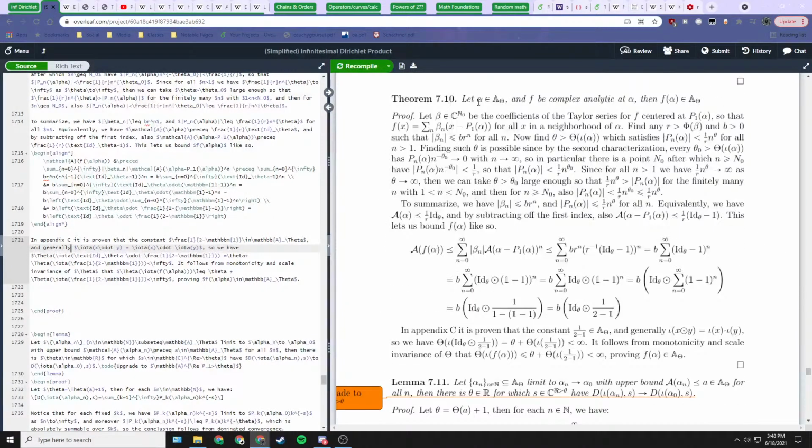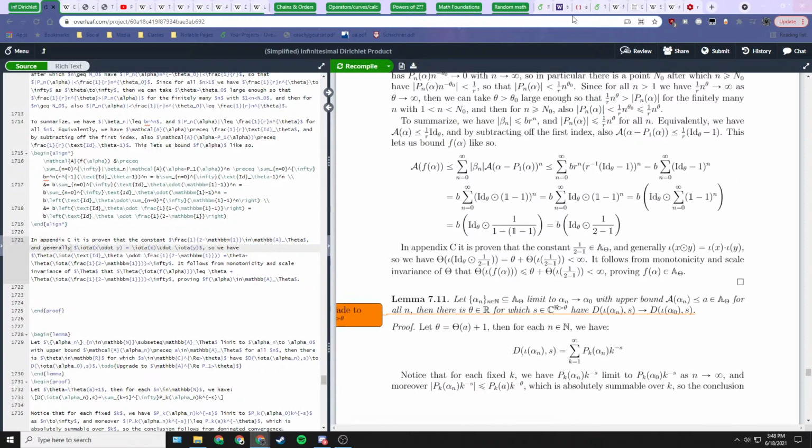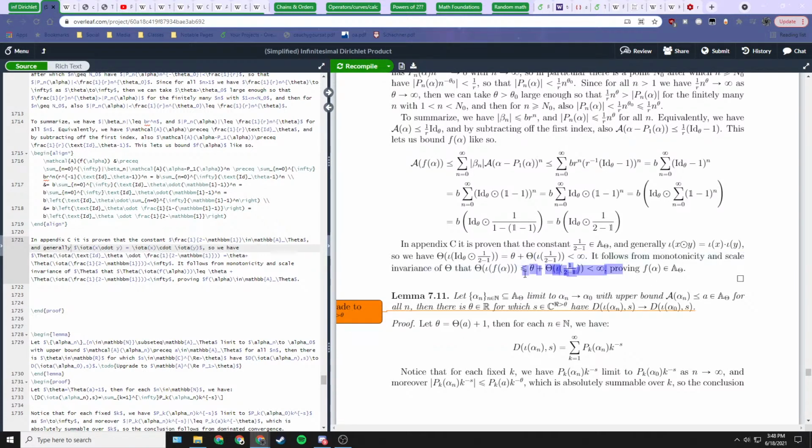So if alpha is in A theta and f is complex analytic at alpha, then f alpha is in A theta. And also, we specifically prove this specific inequality. So whatever value of theta we picked, we end up with this. Yeah, so that's fun. So that's that one. I think we have time for maybe one or two more.